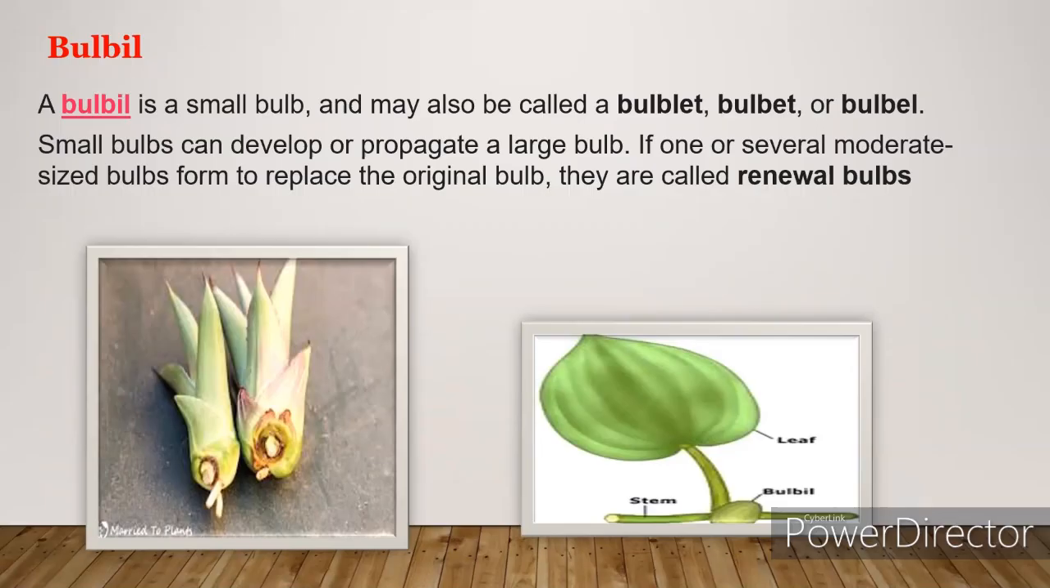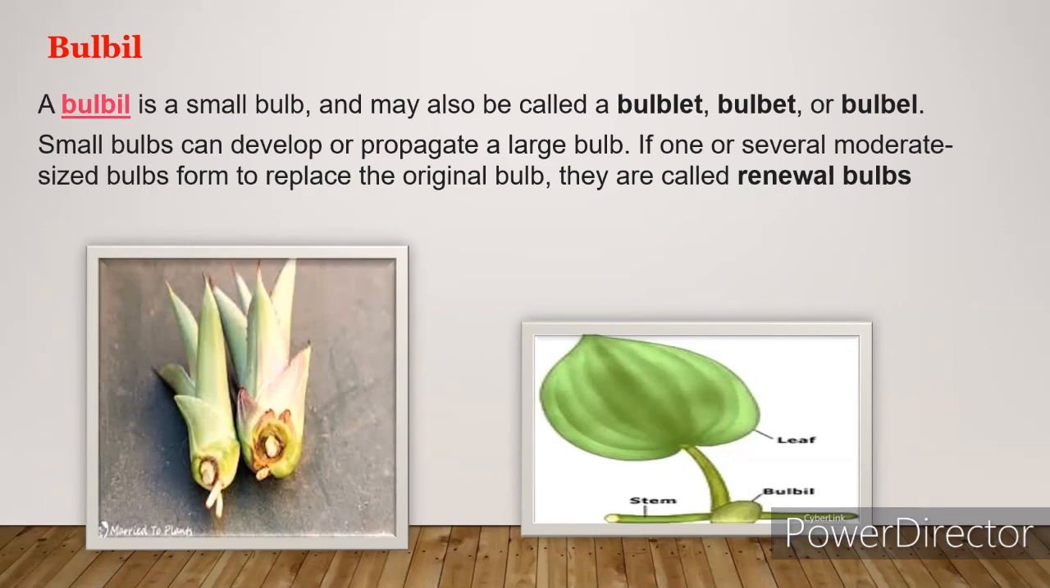A bulbil is a small bulb, and they may also be called bulblets or bulbils. The small bulbs can develop and propagate into a large bulb. If one or several moderate sized bulbs form to replace the original bulb, they are called renewable bulbs. The increased bulbs are the small bulbs that develop either on each of the leaves inside the bulb or on the end of a small underground stem connected to the original bulb.